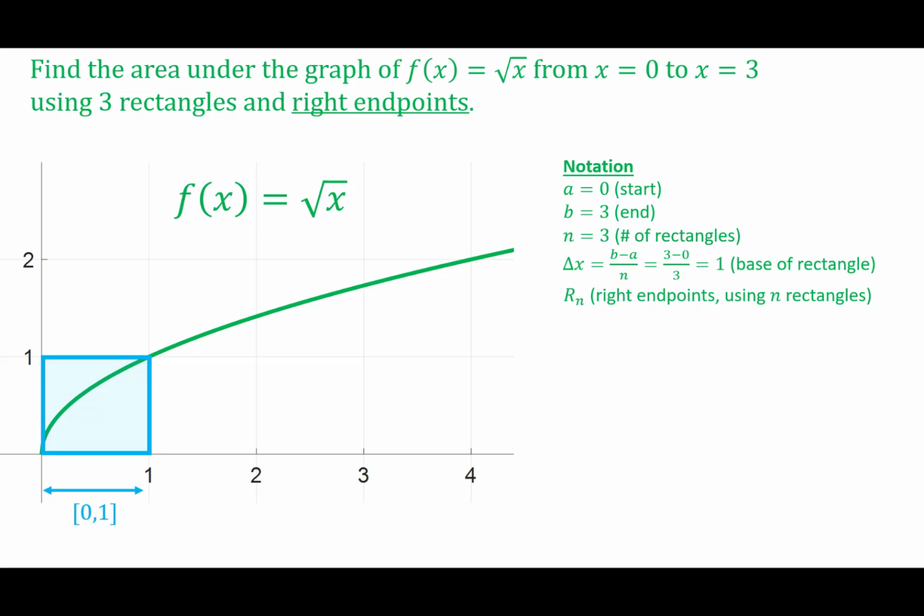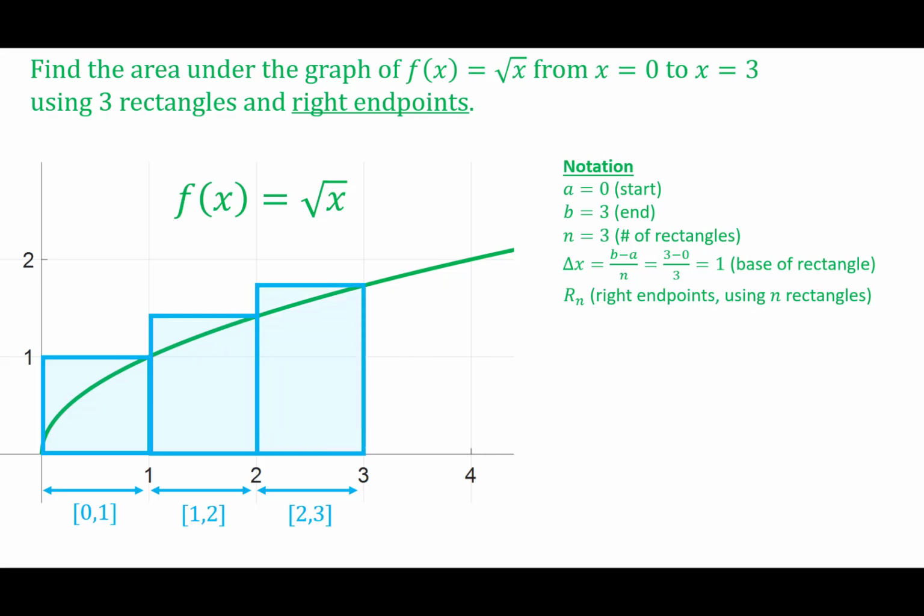Well, that's just one rectangle. Let's look at our second rectangle. So delta x is equal to 1. So we're shifting over now on the subinterval from 1 to 2. And the height of the second rectangle is going to be determined by our right endpoint at x equals 2. The height of the rectangle is the value of our function at x equals 2. And likewise for our third rectangle, now we're looking at the subinterval from 2 to 3, and the height of our rectangle is determined by the value of the function at x equals 3. So notice that the top right corner of each one of these rectangles is touching the curve, the square root of x.